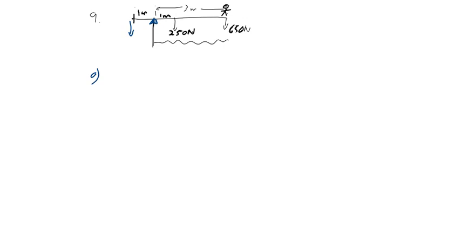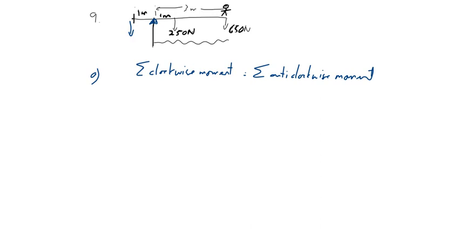Again, same principle. Sum of my clockwise moments equals sum of my anti-clockwise. Okay, so what is that? Well, in this case, my clockwise has two forces, so it's force times perpendicular distance plus force times perpendicular distance. Anti-clockwise is just my bolt, so there's a force and there's a perpendicular distance.